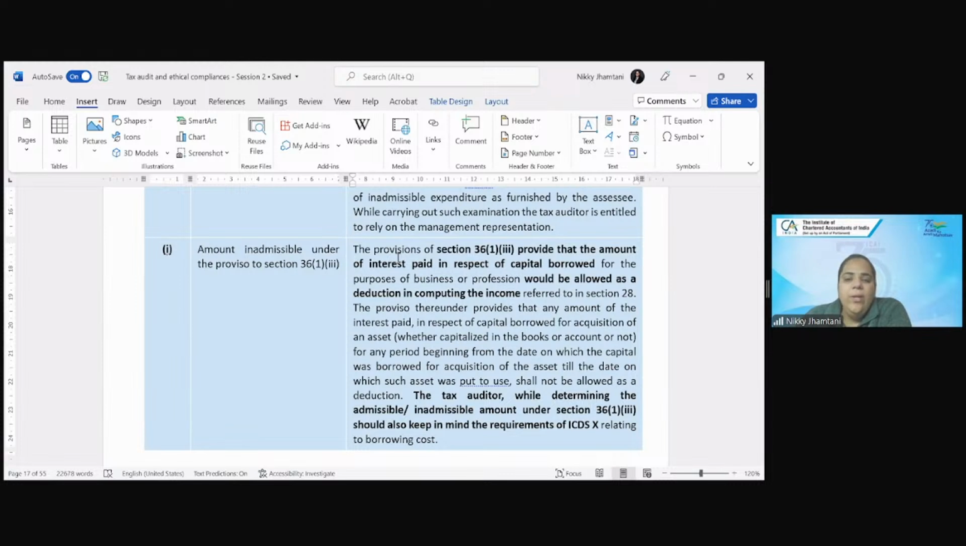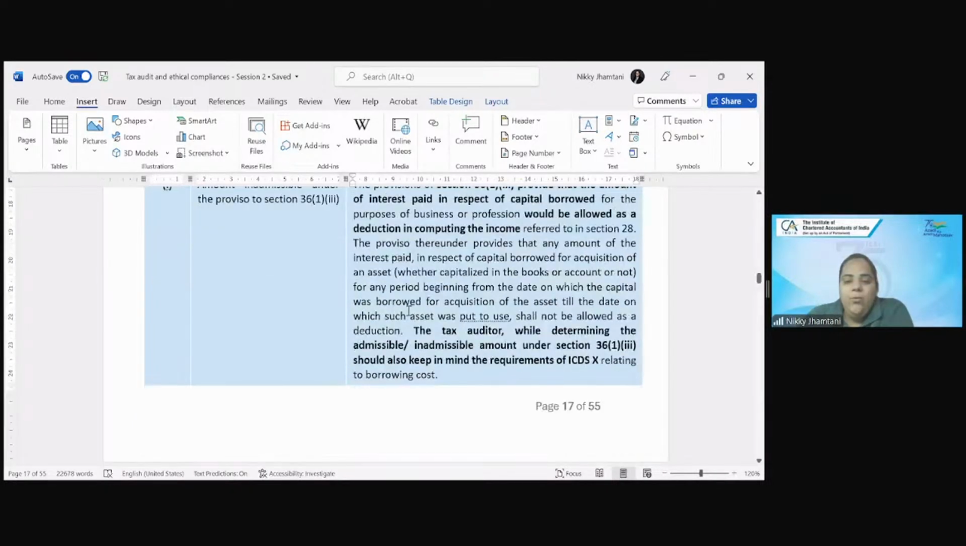The proviso thereunder provides that any amount of interest paid for any period beginning from the date on which capital was borrowed for acquisition of the asset till the date on which such asset was put to use shall not be allowed as a deduction. The tax auditor, while determining the admissible or inadmissible amount under 36(1)(iii), should also keep in mind the requirements of ICDS 10 relating to borrowing cost.